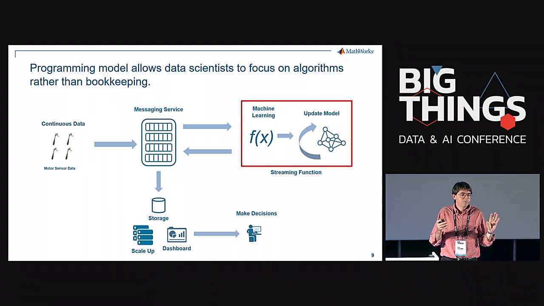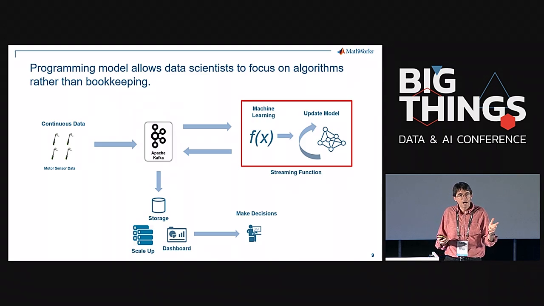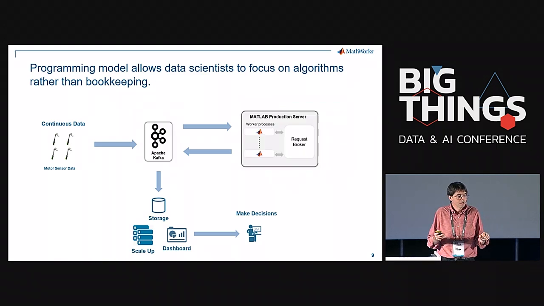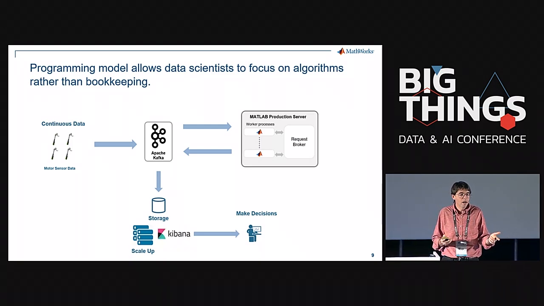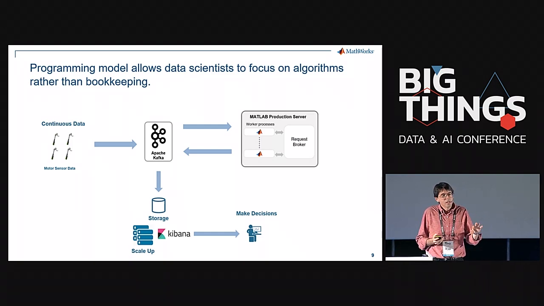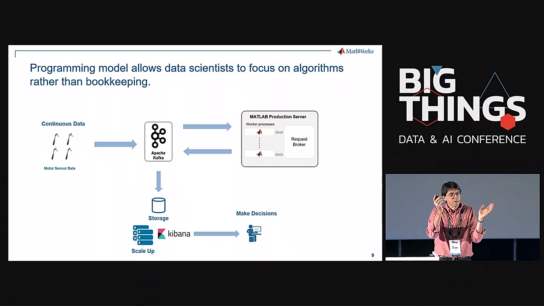So to realize this architecture in the cloud, we chose Apache Kafka as the messaging service, MATLAB Production Server as the analytics engine, and Kibana as our data visualization tool. Why? Well, Apache Kafka is ubiquitous and certainly has the power to handle the load that we were going to throw at it. MATLAB Production Server allows you to take MATLAB functions and publish them as web services. And Kibana is just good at visualizing time series data.